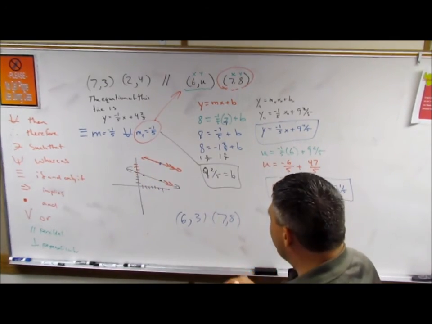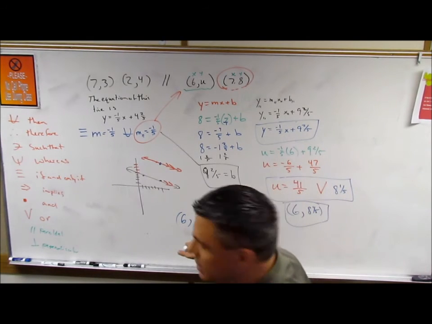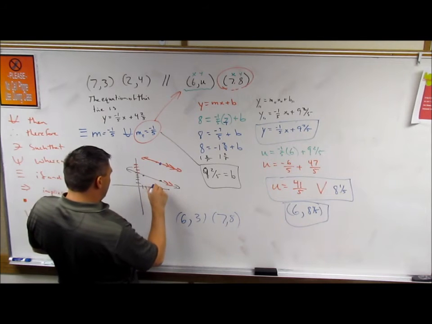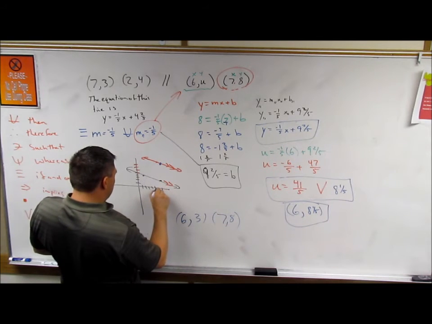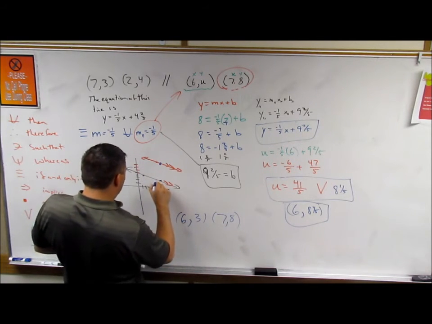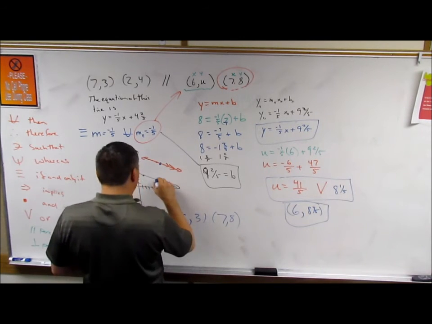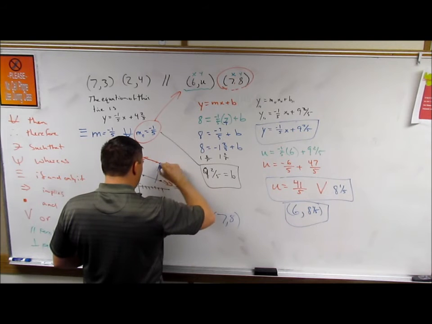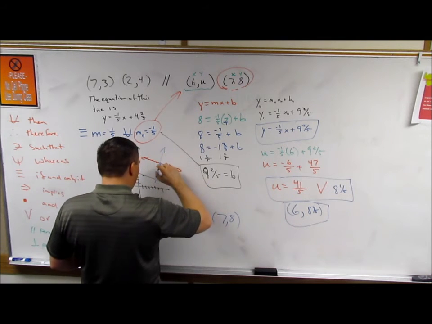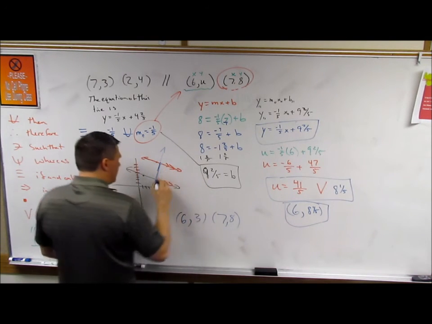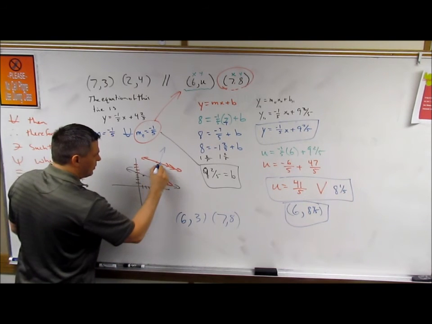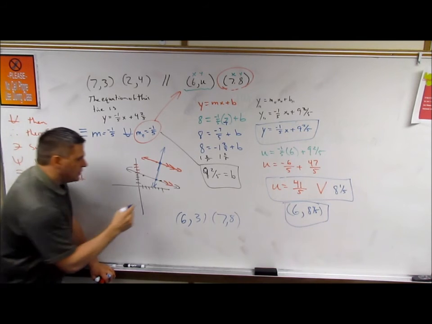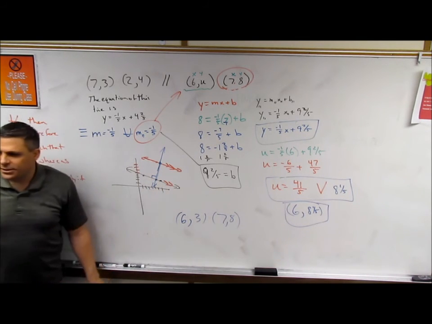But now I got to go 6, 3. So I go to 6, and I come down to 3. 6, 3. Is that about right? So that's 6, 3. Okay?